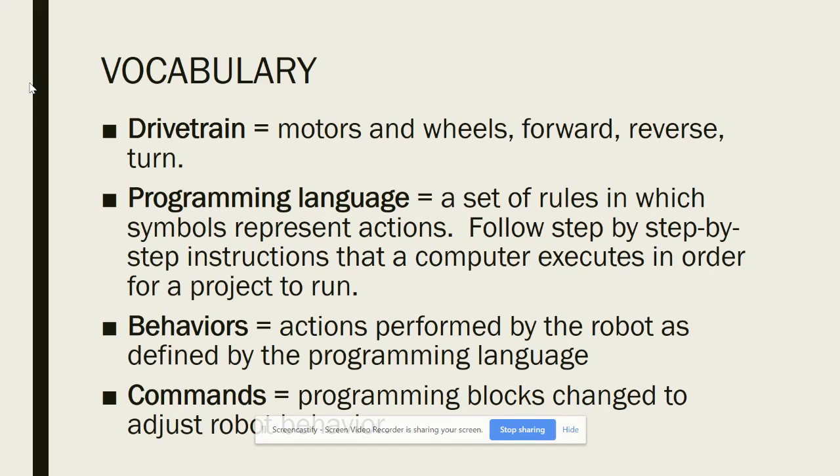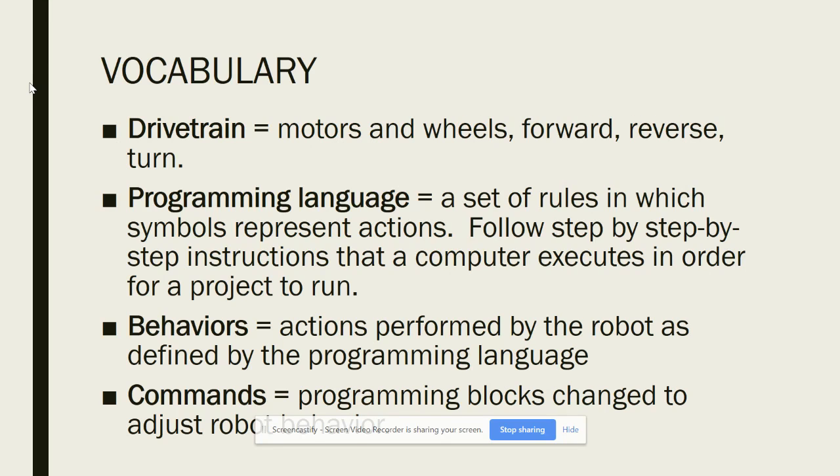The second one is programming language. This is a set of rules in which symbols represent actions, follow step-by-step instructions that a computer executes in order for a project to run. This is basically the instructions that the human puts into the computer so that the robot can follow. They have to be in sequence, they have to be detailed.